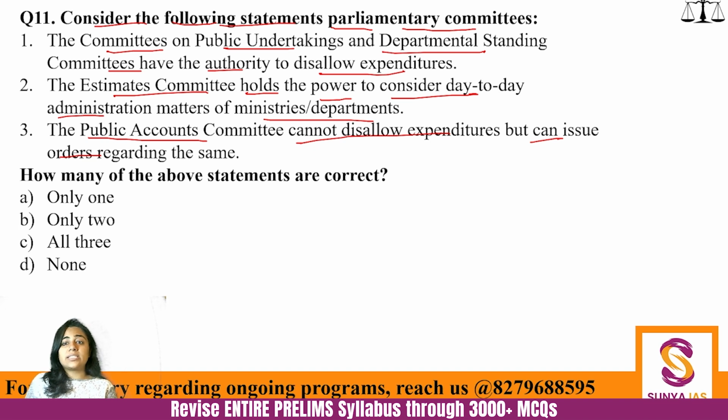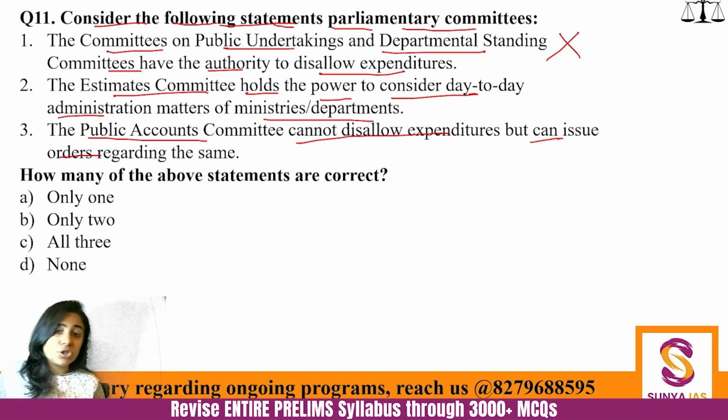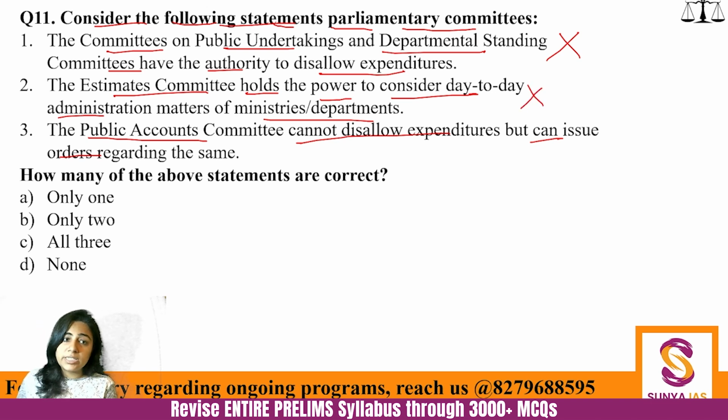First statement is incorrect. In fact, it is just to confuse you that two specific kind of committees are written. None of the committees have the authority to disallow expenditure. So, this overall becomes incorrect. Second, even second is incorrect. You already know day-to-day administration cannot be considered. And third, Public Accounts Committee cannot disallow expenditure but can issue orders regarding the same.